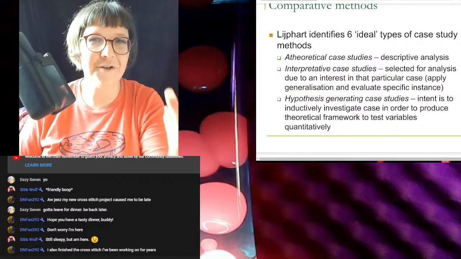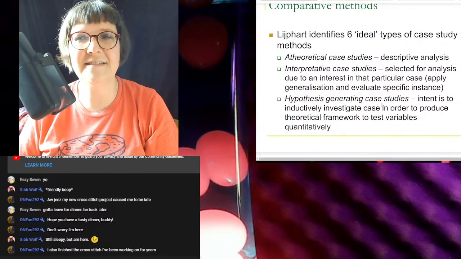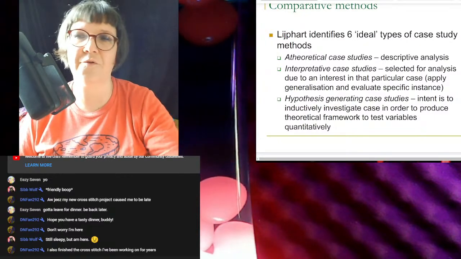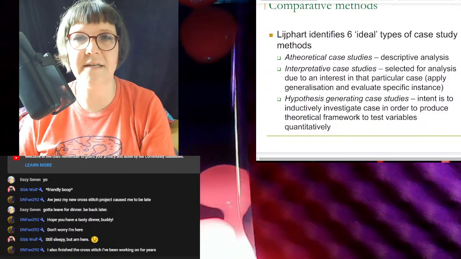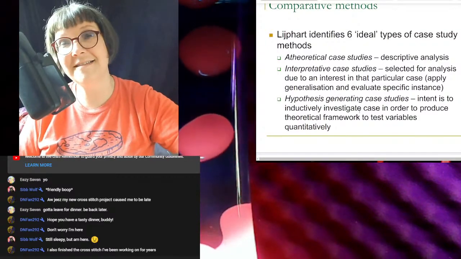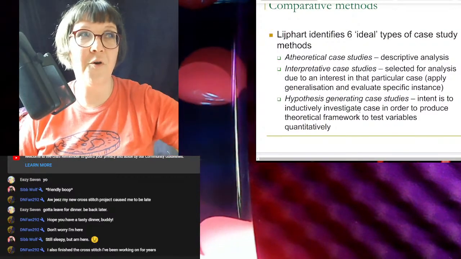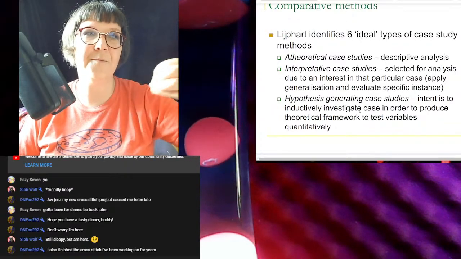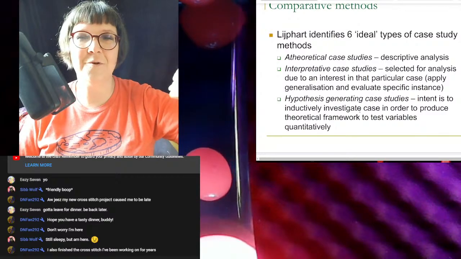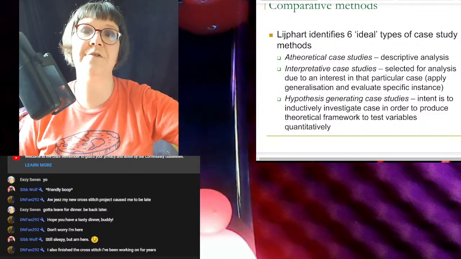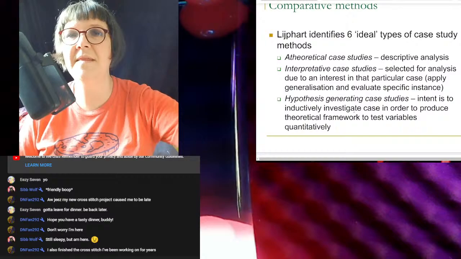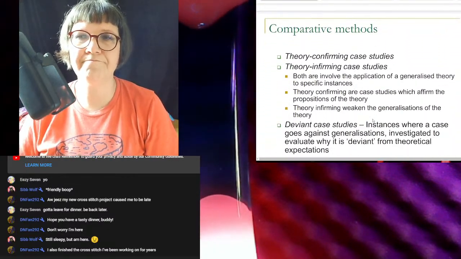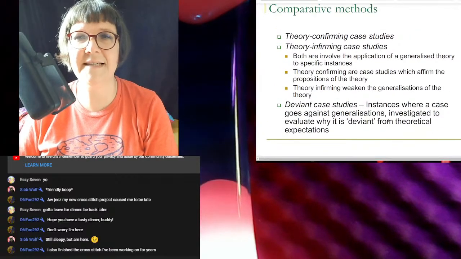And you can also, third case is a hypothesis-generating case study. Your goal is to inductively investigate a case study to produce a theoretical framework to test variables quantitatively. For instance, you might have a descriptive analysis of the first 5 countries that achieved marriage equality, and then you can go back later and try to do more of a hypothesis-generating case study in order to identify those factors that they had in common that might help us account for why they were the first to achieve marriage equality. There are also theory-confirming case studies.